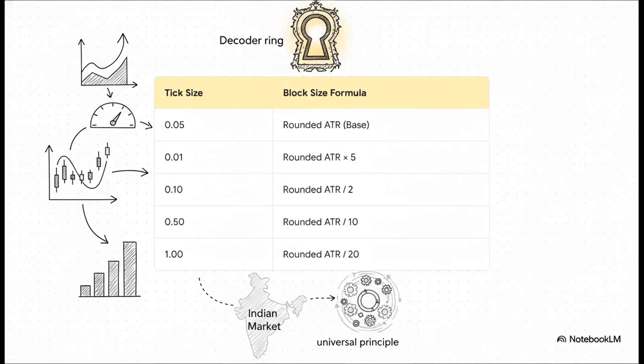And this table here is the final piece of the puzzle. You see, every instrument moves in different increments. That's what we call the tick size. So just think of this table as your decoder ring. You find your instrument's tick size on the left, and it tells you the exact, simple formula to apply to your rounded ATR. Now, this specific table is set for the Indian market, but the principle is universal. The final calculation is always tailored to the specific instrument you're trading.